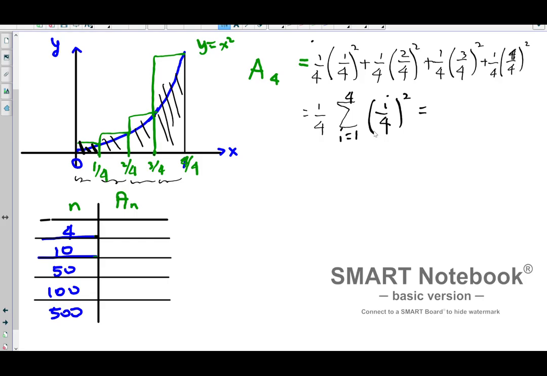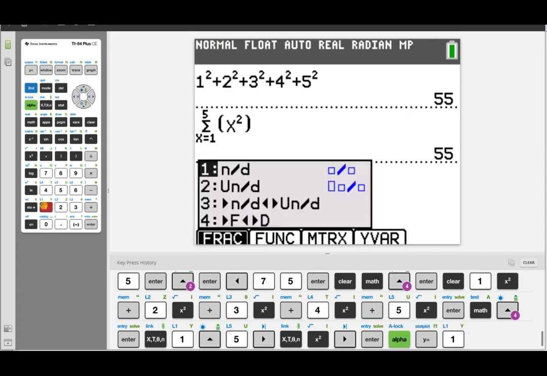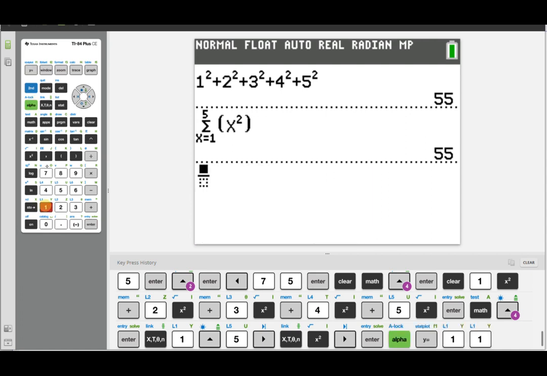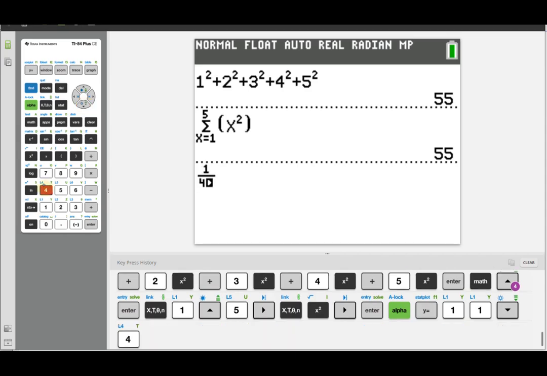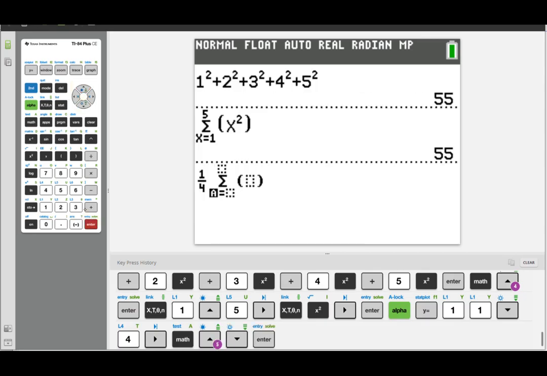So you could go to the calculator and you could enter it in there. So I have the newer ones. I can do alpha y equals, and number 1 gives me a fraction. 1 over 4. If you don't have that, just enter 1 over 4 in parentheses on your calculator. Then I'm going to get summation notation under math, go all the way down or go up. So math, summation notation. And here I want to go, again, instead of i, I'm going to put an X equals 1 to 4.